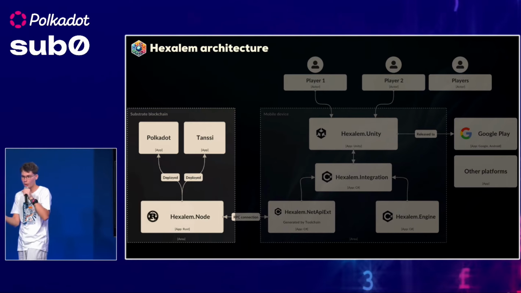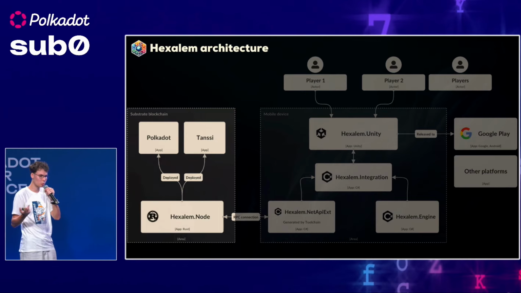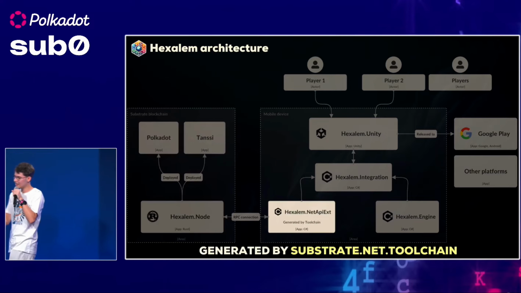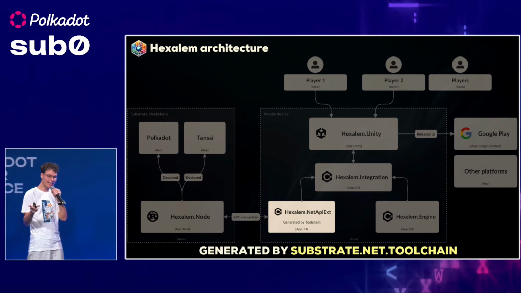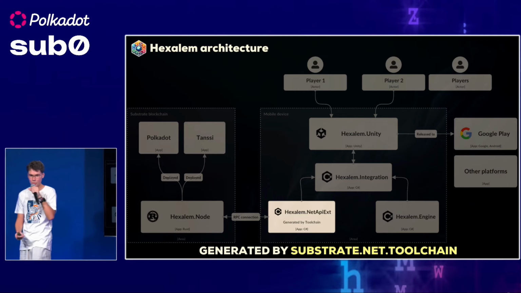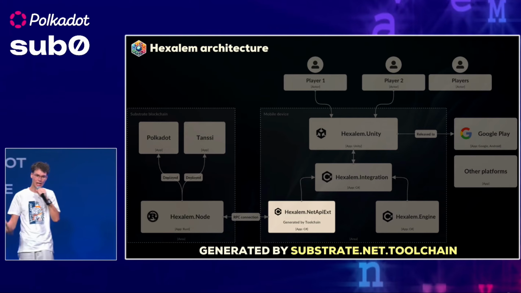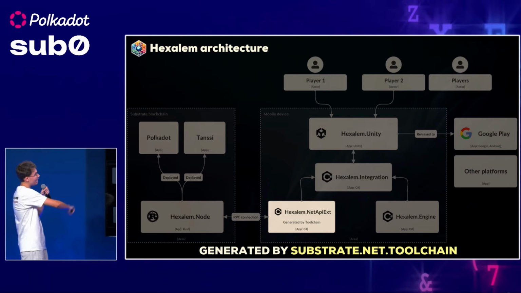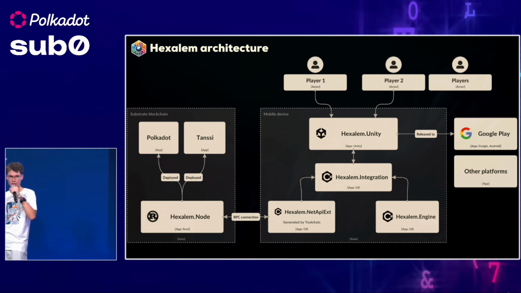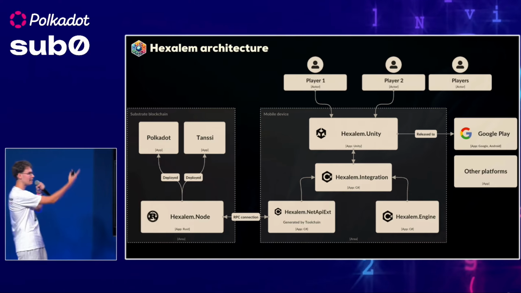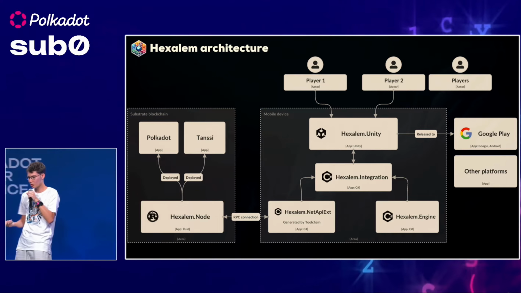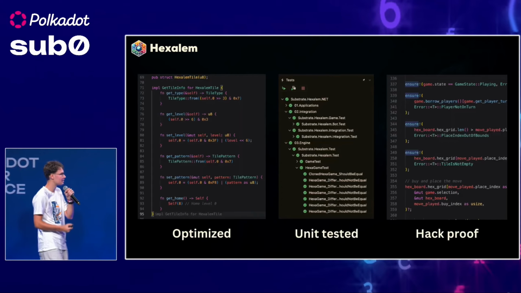So we made our own node, which can be deployed to, for example, Polkadot or Tanssi or any other service. And then we generated the code with Substrate.NET Toolchain to get the C# representation of our chain. And when we connected it all together, it formed the Hexalem game, which can now be played by players and can be released to Google Play and other platforms.